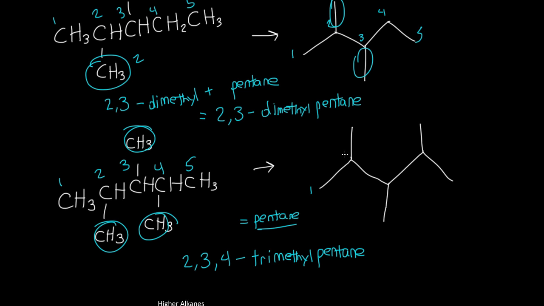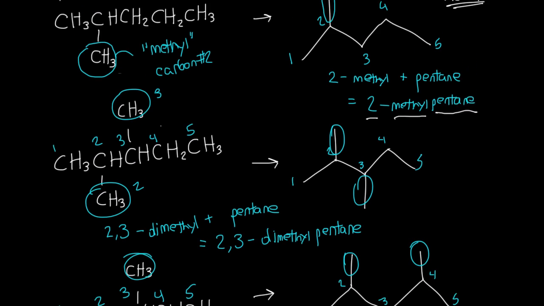And we can look at the bond line 1, 2, 3, 4, 5. Methyl group on the 2, methyl group on the 3, methyl group on the 4. Longest carbon chain of 5 carbons. It's a pentane parent compound. So that's the basic introduction to naming hydrocarbons.